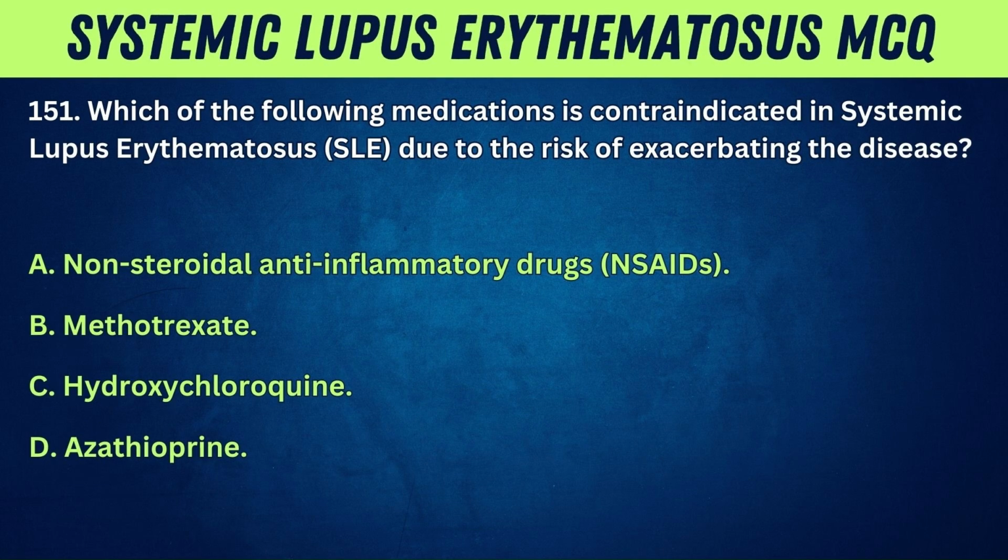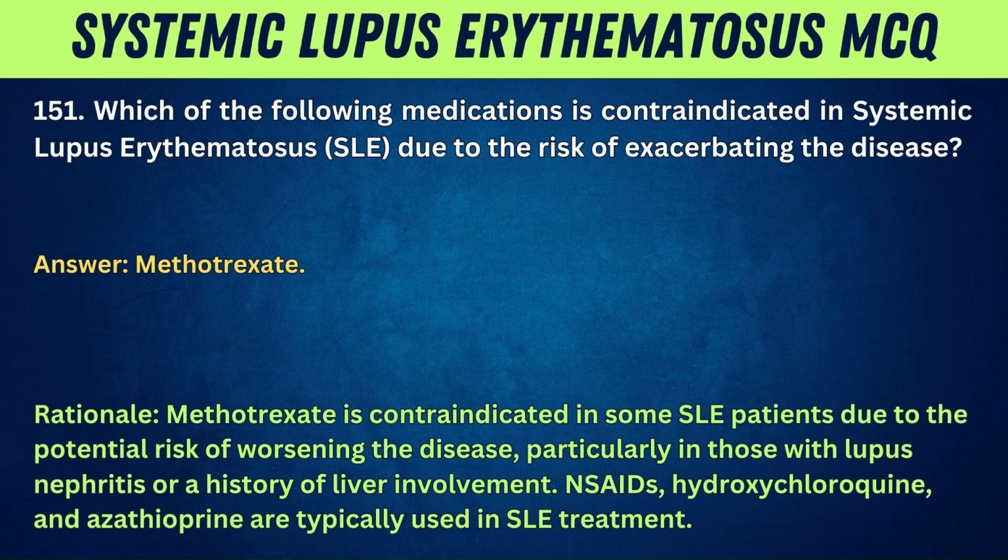151. Which of the following medications is contraindicated in systemic lupus erythematosus, SLE, due to the risk of exacerbating the disease? A. Nonsteroidal anti-inflammatory drugs, NSAIDs. B. Methotrexate. C. Hydroxychloroquine. D. Azathioprine. Answer: methotrexate.